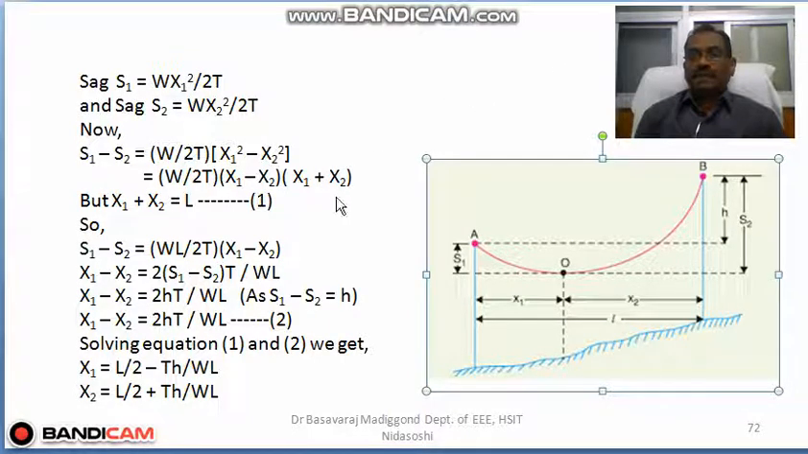So if we know the values of x1 and x2, we can calculate the sag at support A and support B. S1 is the sag at support A. Therefore, if you substitute the value of x1 in this equation, we will calculate the sag at support A. Similarly, if we substitute the value of x2 here, we will calculate the sag at support B.